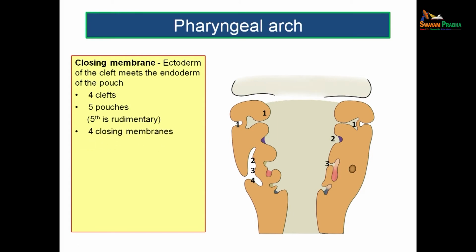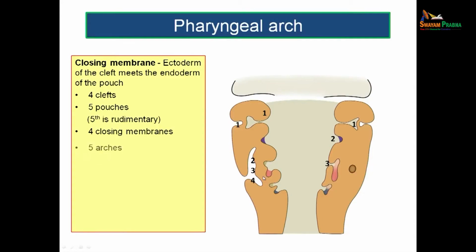Closing membranes are the membranes lying between the cleft and the pouch. If you take the first closing membrane, this is the cleft and this is the pouch. This region is known as the closing membrane. Such 4 closing membranes you will be getting. And how many arches are there? The 5th one usually disappears. So altogether out of the 6 arches, if one is less, you will get 5 arches. So this is what constitutes the formation of the branchial apparatus: 4 clefts, 5 pouches, 4 closing membranes and 5 arches.